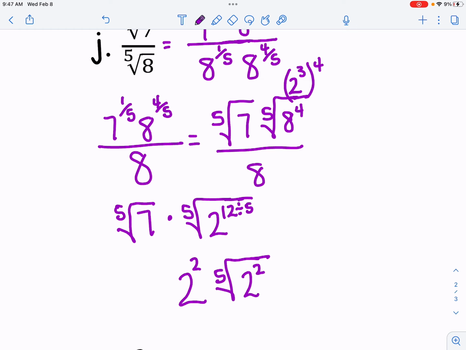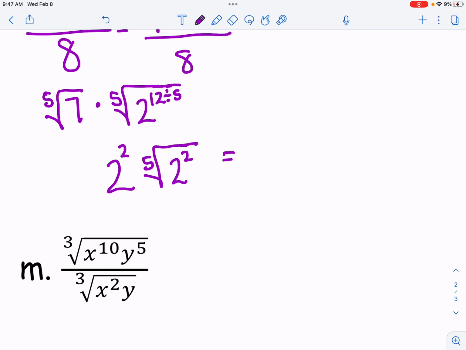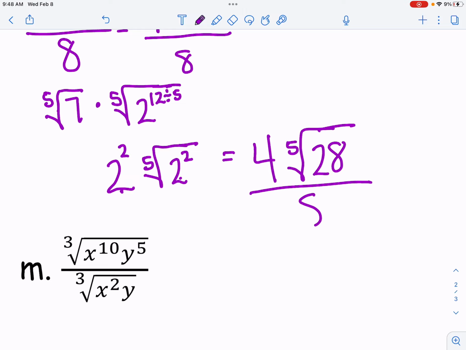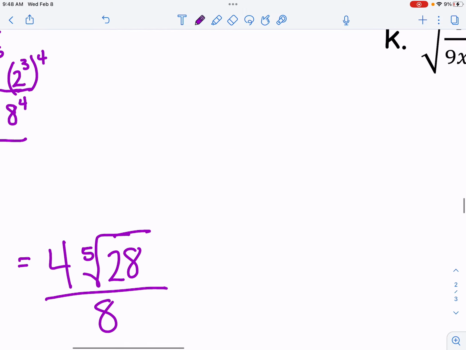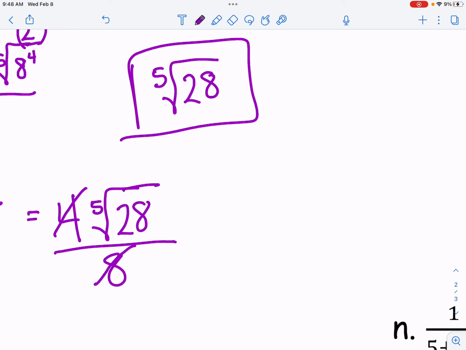So I'm going to end up now with a number that's more manageable. I get 2 squared is 4, and then underneath the 5th root, I have a 7, and I have 4. So this is going to end up being 28, and it's over 8, which means I can simplify, and you're going to get the 5th root of 28, which I cannot simplify anymore.